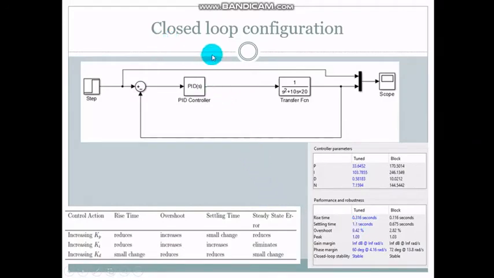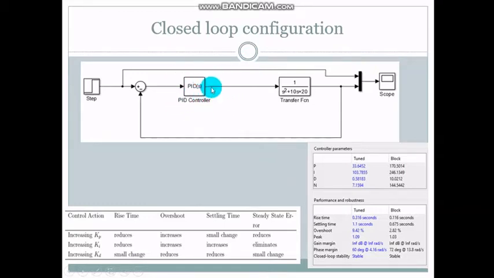This is the closed loop configuration. This is the configuration we put in the Simulink. It's almost the same as the open loop configuration. It also has the transfer function block, the scope block, and the step block, but we add some more blocks, such as the sum junction and the PID controller. Therefore, we built this as the closed loop configuration.